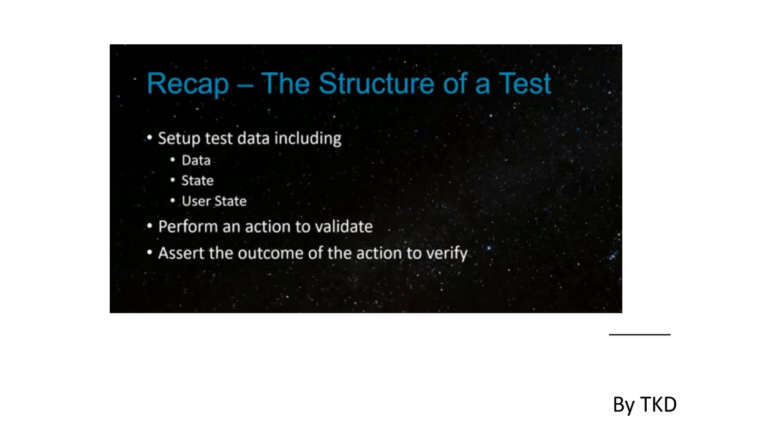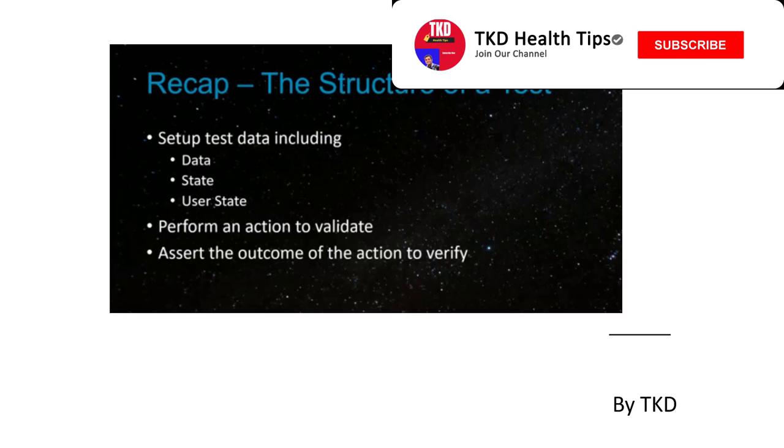Now let's have a quick recap of the structure of our test. We start off by creating our test data, which may include some actual data, some state for that data, and some particular user state. Then we are going to perform an action which is going to modify that data. That's what we want to validate. Finally, we need to assert the outcome of the action to verify that the state of the data has changed according to the way we expected. And for that, we are going to use our System.assert methods.